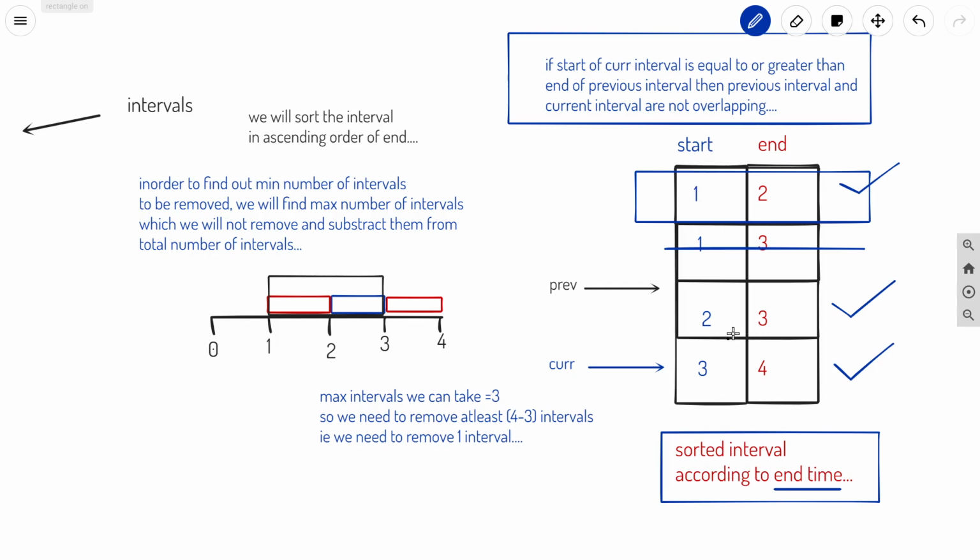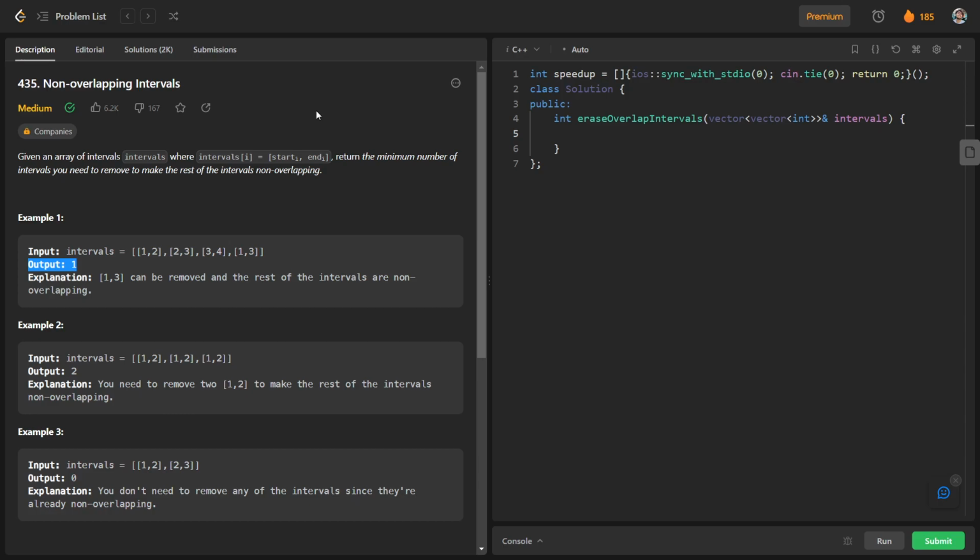So if this condition is true, then we will update the previous to the current one, and we will take that interval for our counting of the maximum number of intervals which we can take, and we will move to the next interval. So we will first find the maximum number of intervals that we can take, and we will subtract that number from the total number of intervals, and we will get the minimum number of intervals which we will not take. So let us try to code this question.